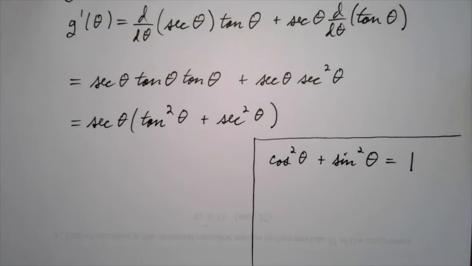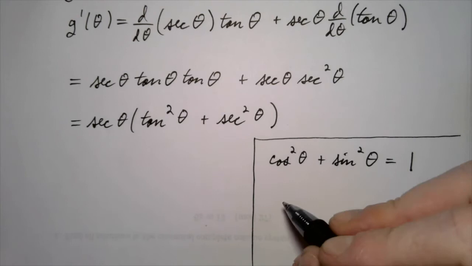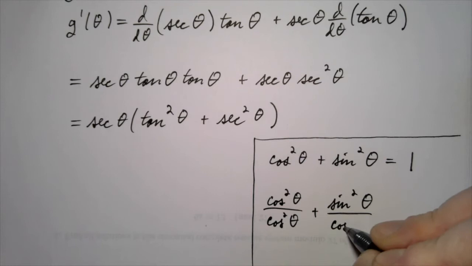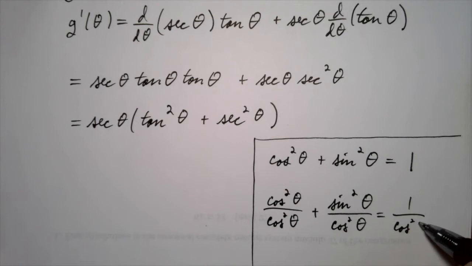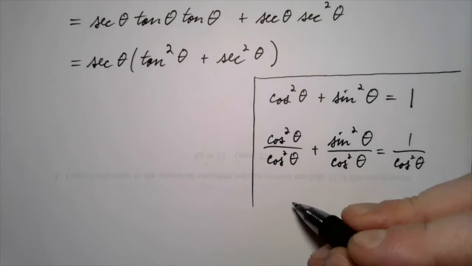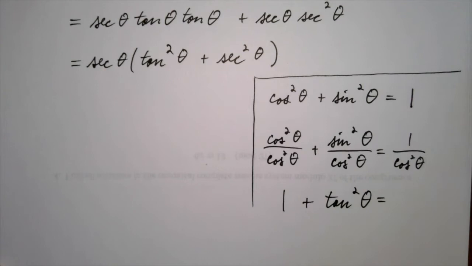Now, if I divide both sides of this equation by cosine squared, what do I get? We'll have cosine squared theta over cosine squared theta. That's going to be 1. We have sine squared theta over cosine squared theta. That's going to be tangent squared. And then on the right-hand side, we have 1 over cosine squared theta. So I just took the fundamental trigonometric identity and divided both sides of the equation by cosine squared. We can rewrite that as 1 plus tangent squared theta is equal to, remember, 1 over cosine is secant, so this is secant squared theta on the right-hand side.